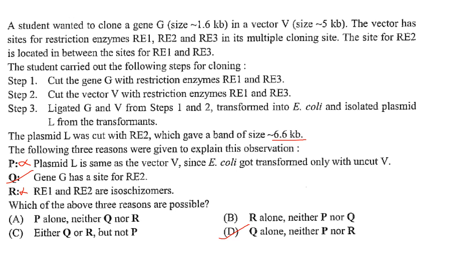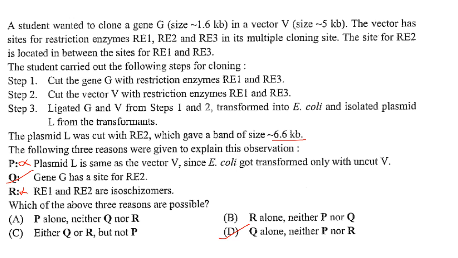The following three reasons were given to explain this observation. P: Plasmid L is the same as vector V. No. Plasmid L is having your gene of interest whereas the vector V doesn't have your gene of interest. So P is not correct. Q: Gene G has a site for restriction enzyme 2. That's correct. That is why you got a size of 6.6 kb upon digestion with restriction enzyme 2 for plasmid L. So the gene G, your gene of interest, has a site for RE2.